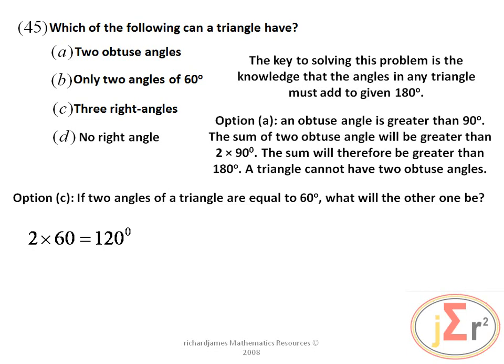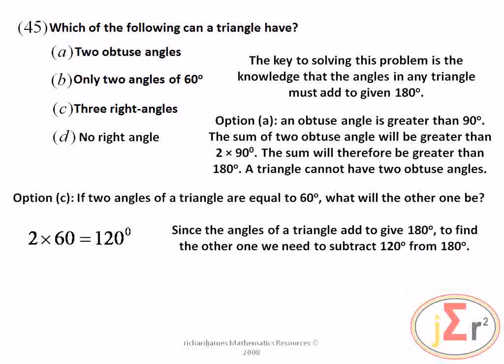So 2 multiplied by 60 is equal to 120 degrees. Since the angles of a triangle add to give 180 degrees, to find the other one, we need to subtract 120 degrees from 180 degrees. So 180 degrees minus 120 degrees is equal to 60 degrees.